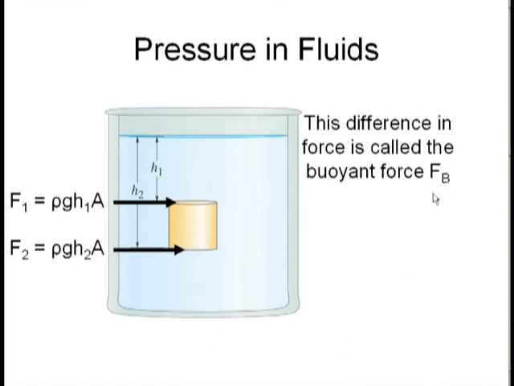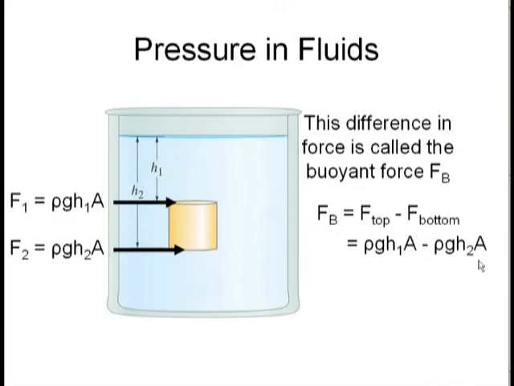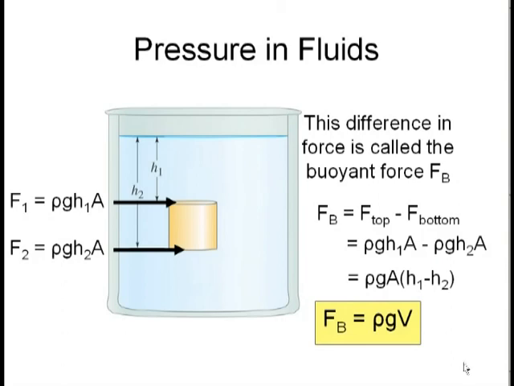So this difference in the force is called the buoyant force. Buoyant force is the force at the bottom minus the force at the top. So if I plug these two formulas together and factor out the rho g A, h1 minus h2 is the height of the object. And we know that the area times the height is equal to the volume. So this is a formula for the buoyant force.